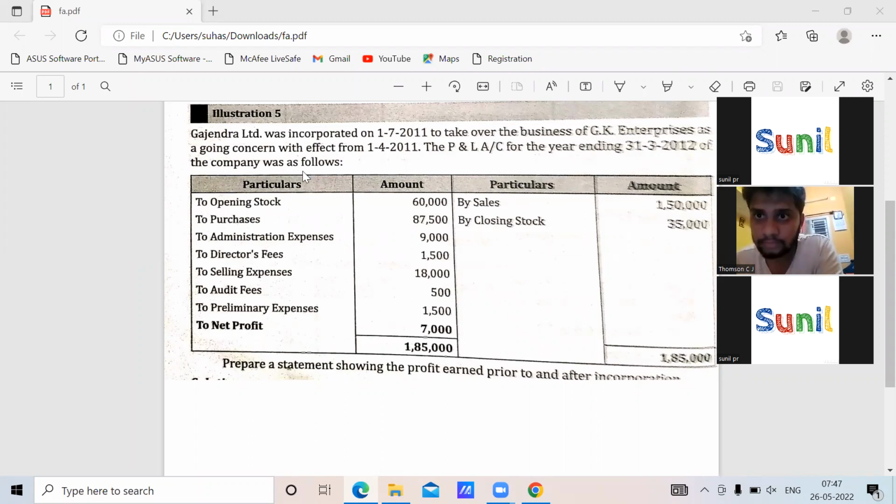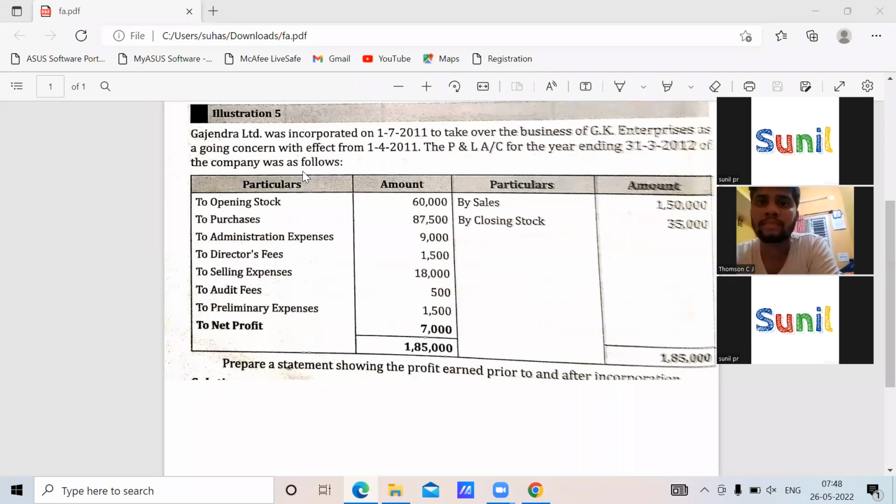Gajendra Limited was incorporated on 1/7/2011 to take over the business of JK Enterprises as a going concern with effect from 1/4/2011. So the incorporation date is 1/7/2011, the registration date, and the business purchase date is 1/4/2011. I hope you can make out the pre-incorporation stage and post-incorporation stage.